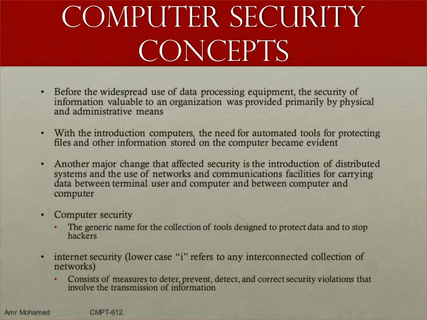So with the digital content, we started to have automated tools to secure data while they are being stored, and then later on, we started to think about how we can conceal and hide information while it's being transmitted. So computer security, which is the big umbrella, is the generic name for the collection of tools designed to protect data and stop hackers. And that's regardless whether this data is stored or communicated. So this is the big umbrella.